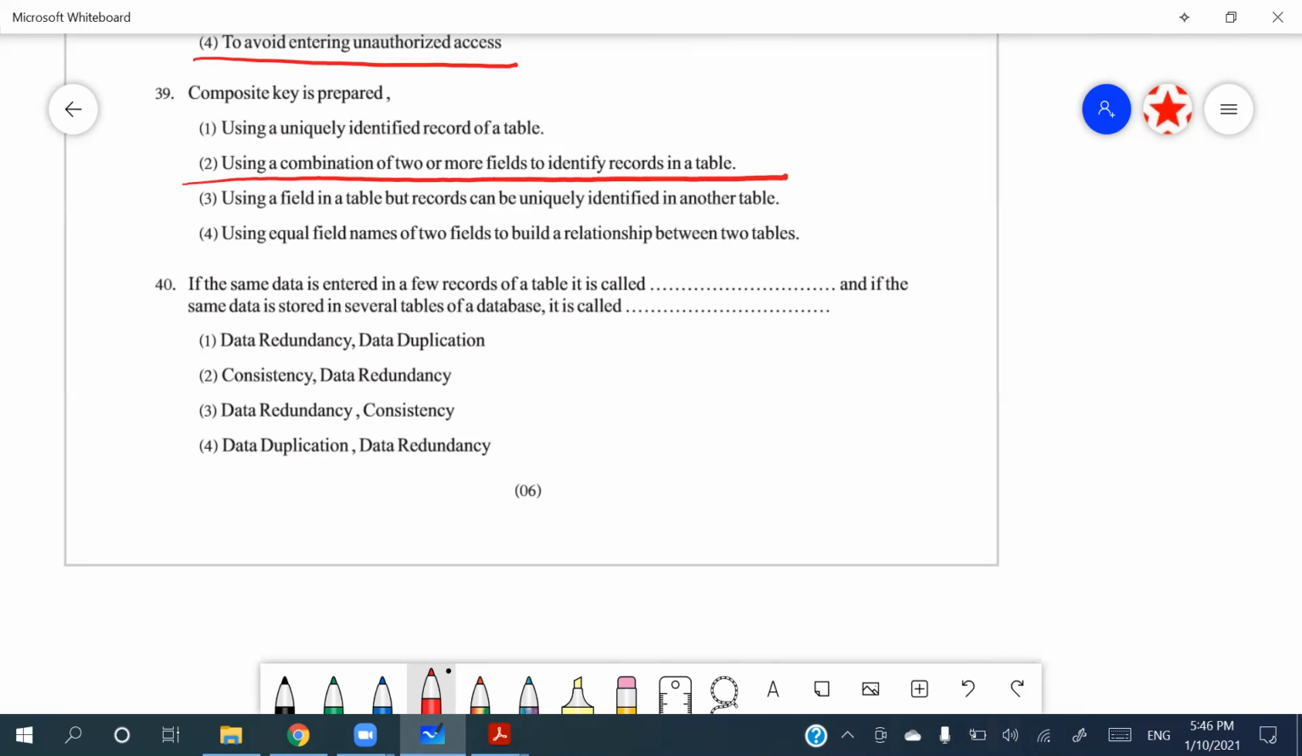And it is not a very good clarification. Data being redundant means same data appearing in many places. So it can be one particular table or it can be many tables, right? But according to this, the best answer we can go for is this, right?